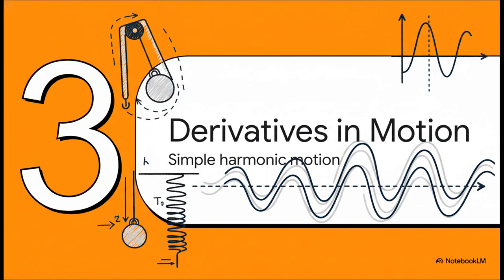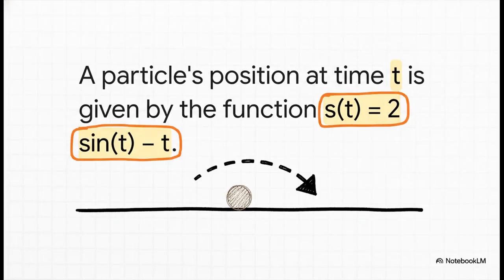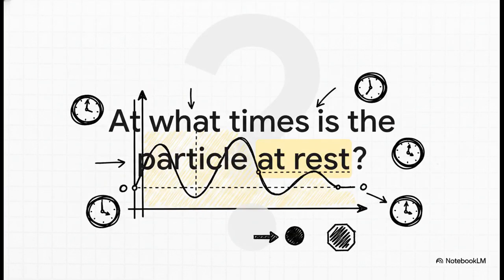Okay, this is all great, but it's not just some abstract math puzzle. This is the actual language that physicists use to describe anything that oscillates or moves in waves. Like a weight on a spring or a pendulum swinging back and forth. It's the math of simple harmonic motion. Let's make this real. Imagine a tiny particle moving back and forth, and its exact position at any given time t is described by this function right here. So a key question in physics would be, when does this particle stop moving, even for just an instant? In other words, at what times is the particle at rest? To figure that out, we have to find out when its velocity is 0.